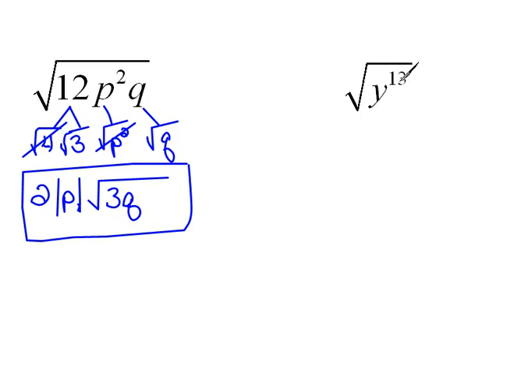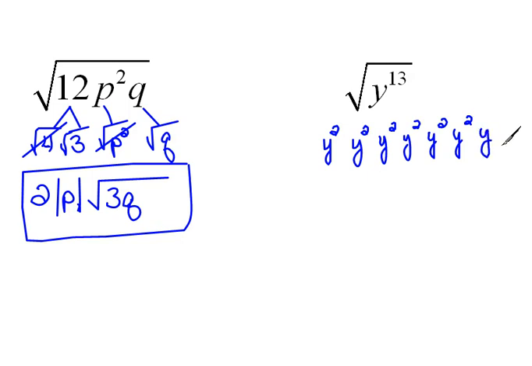Well, looking at y to the 13th, the perfect square, because this is a square root, I would have y squared. I could keep breaking that down into y squareds, couldn't I? So y squared times y squared, on and on. Let's see, how many is that? 2, 4, 6, 8, 10, 12. I need one more to be 13. Okay, now I could literally break this down into these smaller perfect squares and then times y.